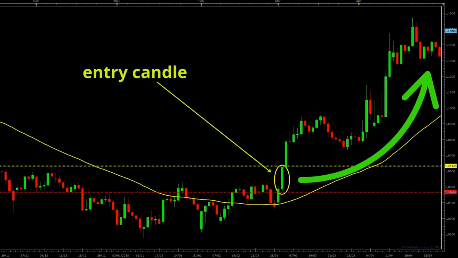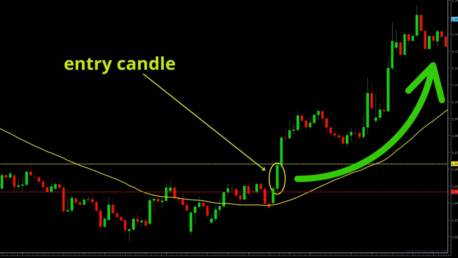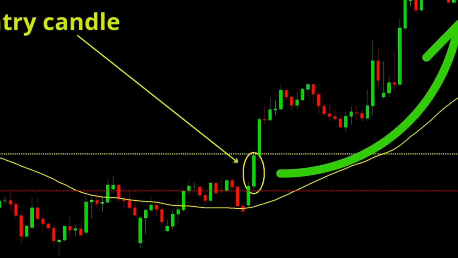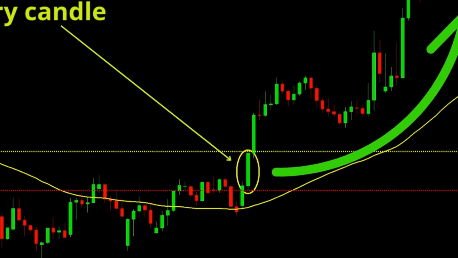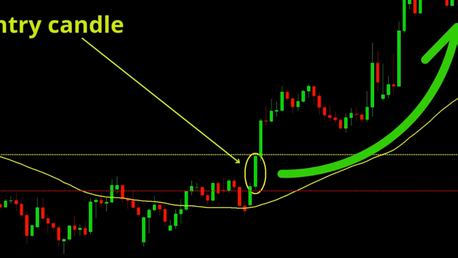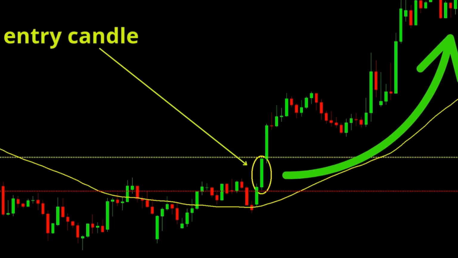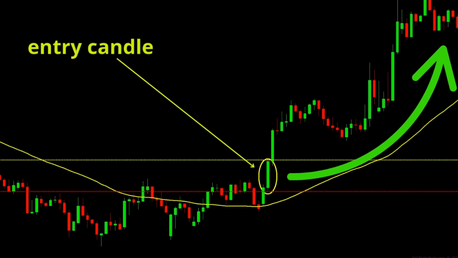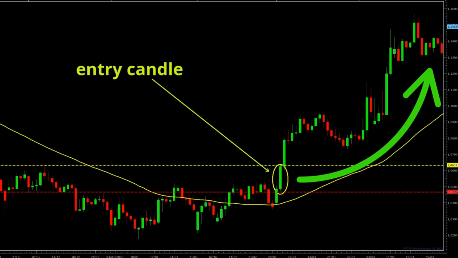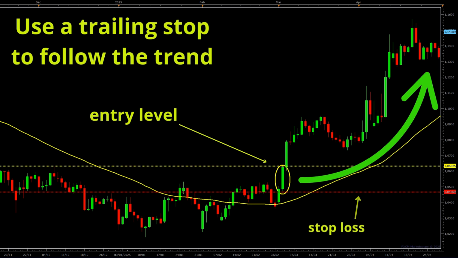Your first option for maximizing profit is to use a trailing stop to follow the trend. On a daily chart, this is ideal for capturing massive multi-day moves. You can trail your stop loss beneath the SMA 50 or previous daily lows, allowing the market to run while protecting your accumulated profits. This example clearly shows the power of riding the trend.